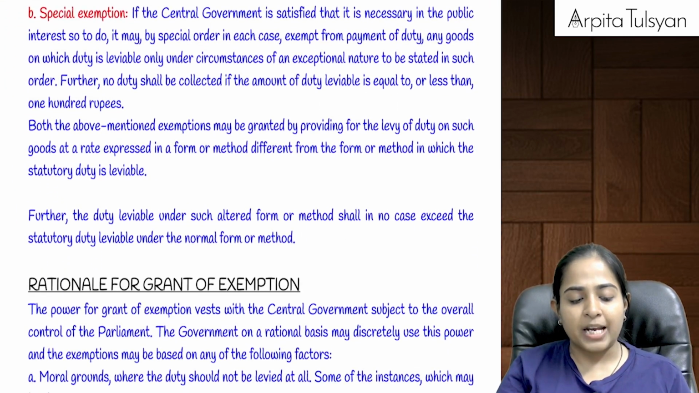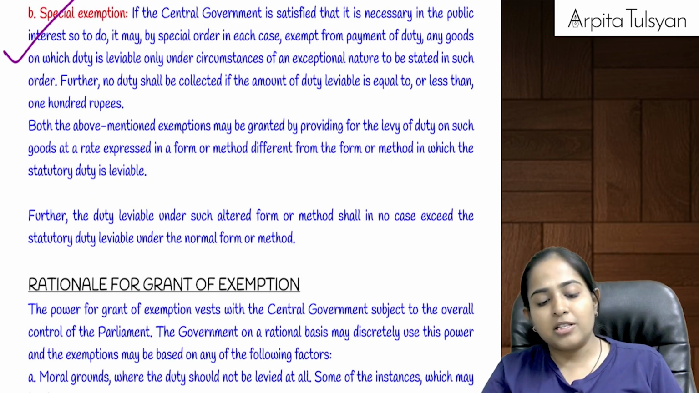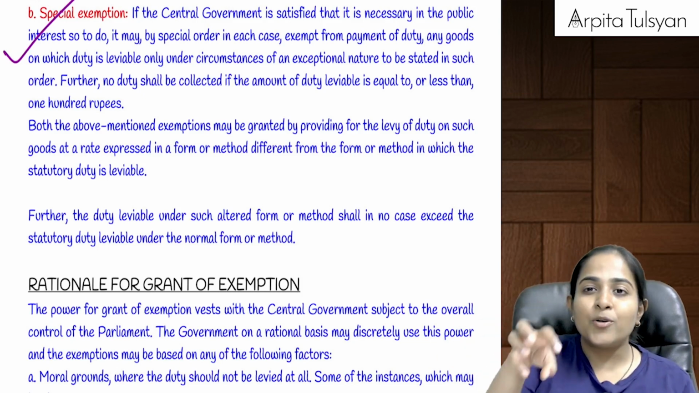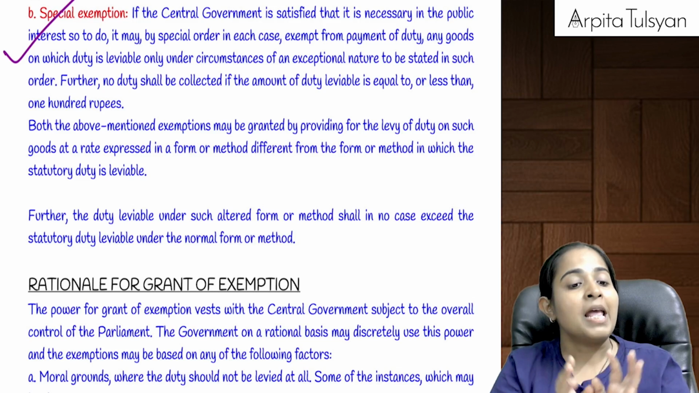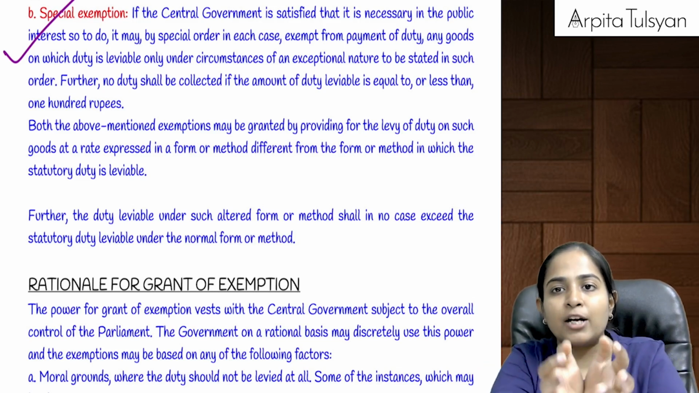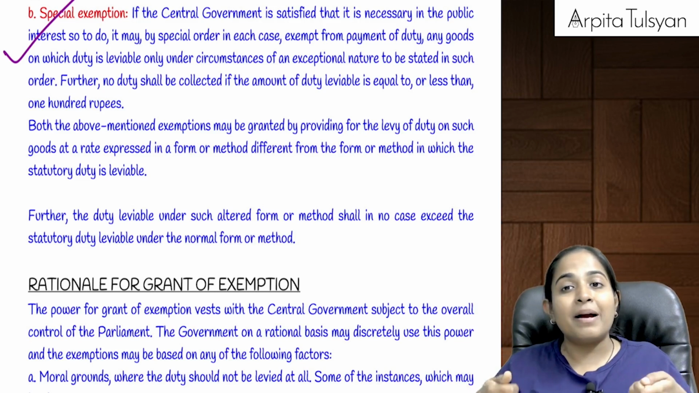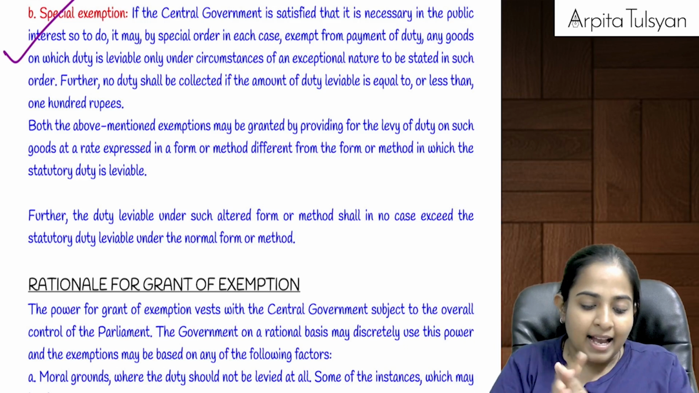That was the first type of exemption, your general exemption. The second one is your special exemption. The central government does not give this to everyone. It is given only to a specific kind of person, or only to a specific industry. So it should not be published in the official gazette. It will not be given by way of a notification, it will be given by way of an order. Are you clear with this?